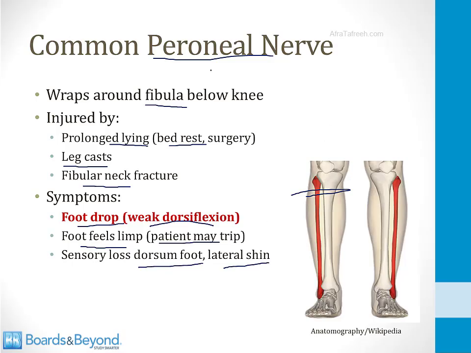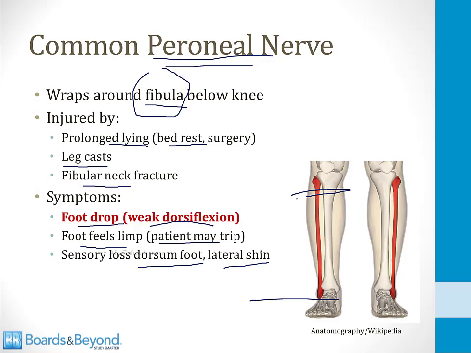And the way to remember this is just know that the word peroneal means the same thing as fibula, and then just remember fibula and foot. So anytime there's a problem with the common peroneal nerve, there's going to be a problem with dorsiflexion of the foot and sensation on the dorsum of the foot. And then you can also remember that this usually occurs when there's compression near the fibula.